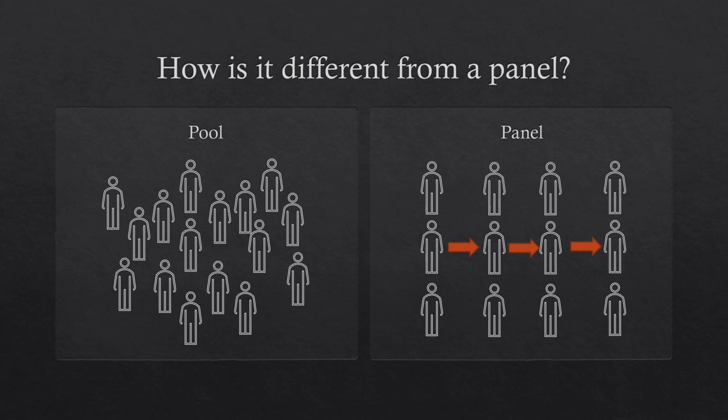So how is this different from a panel? A pool, again, is relatively unorganized. It's just a big list of people. A panel is another big group of people, but you are trying to recruit the same people over and over again for a single study, or at least a set of related studies. Whereas a pool is just any research question can be pushed out to the pool.